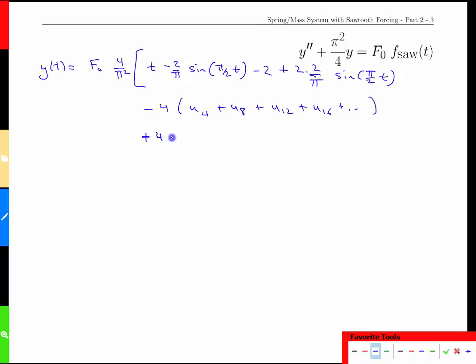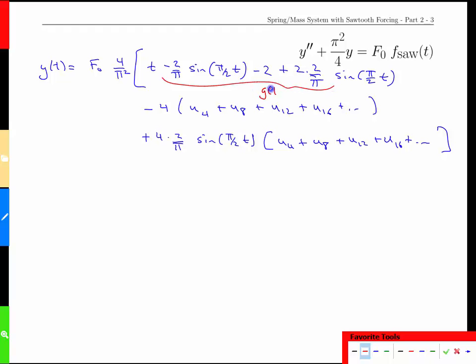Our last terms are going to be 4 over 2 pi times everything turned into a sine of pi over 2t times u4 plus u8 plus u12 plus u16 and so on. Now if you can see how step functions work and think of them as on at 4, on at 8, then on at 12, then on at 16, all times this, we're going to get larger and larger multiples of this sine function. It's easier to see in piecewise though. What we're going to do is simply call this g of t because it's a big mess and it'll be easier to include it later.